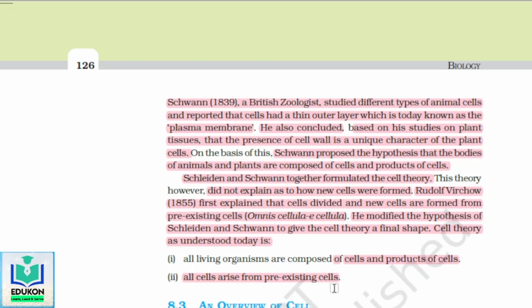With this we conclude this section, and we'll go into an overview of the cell, which is 8.3, on page number 126 in the NCERT.